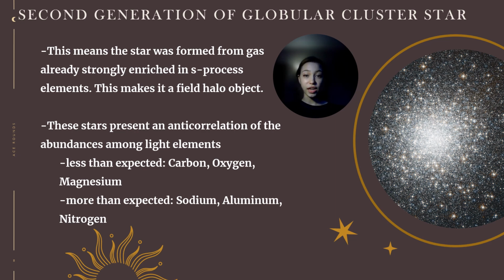These stars present an anticorrelation of the abundances among light elements, which follows the same patterns found in the chemical peculiarities of this star. However, such patterns and anticorrelations between these abundances have not been observed in the past among halo stars of such low metallicity. Therefore, any star found in the field halo of the galaxy presenting such an abundance pattern could be considered as a second-generation candidate star of a globular cluster that has escaped.